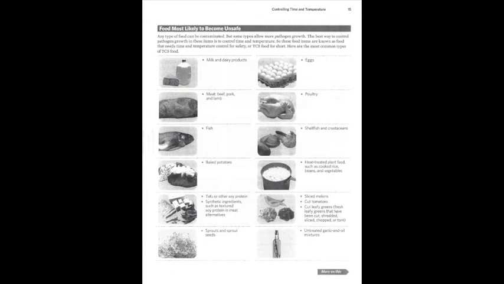Milk and dairy products, meat such as beef, pork, and lamb, fish, baked potatoes, tofu or other soy protein, synthetic ingredients such as textured soy protein and meat alternatives, sprouts and sprout seeds, eggs, poultry, shellfish and crustaceans, heat-treated plant food such as cooked rice, beans, and vegetables, sliced melons, cut tomatoes, fresh leafy greens that have been cut, shredded, sliced, chopped, or torn, and untreated garlic and oil mixtures.